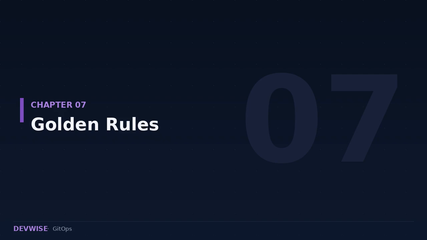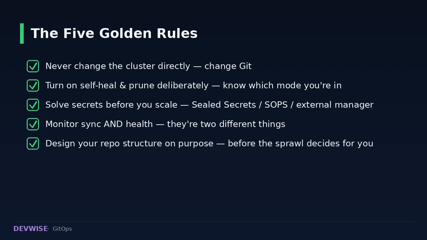Let's land it with the habits that make GitOps a genuine superpower rather than a confusing new way to break production. 1. Never change the cluster directly. Change Git. This is the whole discipline in one sentence. The moment someone bypasses Git with a manual kubectl, you've reintroduced drift and lost your audit trail. Make Git the only door in.